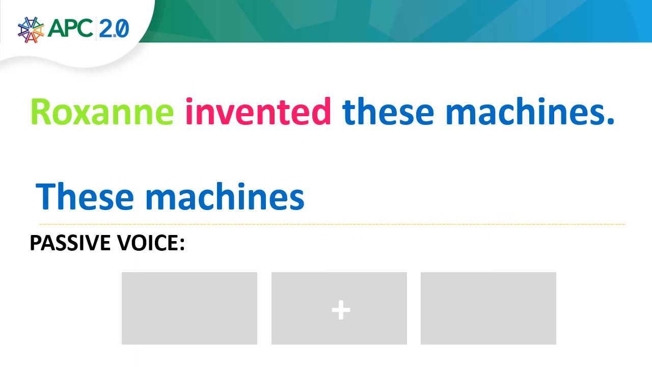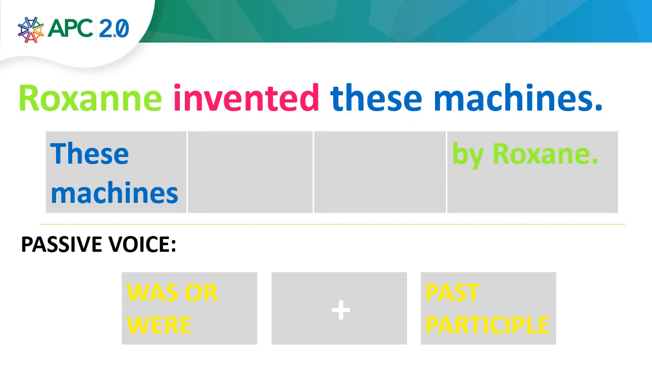These machines are the most important part in the passive voice. So, they go first. This is the pattern that we have to use in the passive voice. When we work in the simple past, was or were plus the past participle.